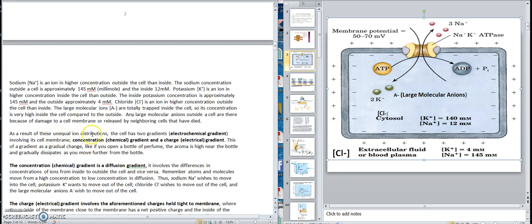As a result of these unequal ion distributions, the cell has two gradients. This is very important. The combined term is called an electrochemical gradient. What do we have? We have a concentration gradient, that's what they call the chemical gradient, and a charge gradient, that's what they call the electrical gradient. So we have an electrochemical gradient: a concentration gradient and a charge gradient.